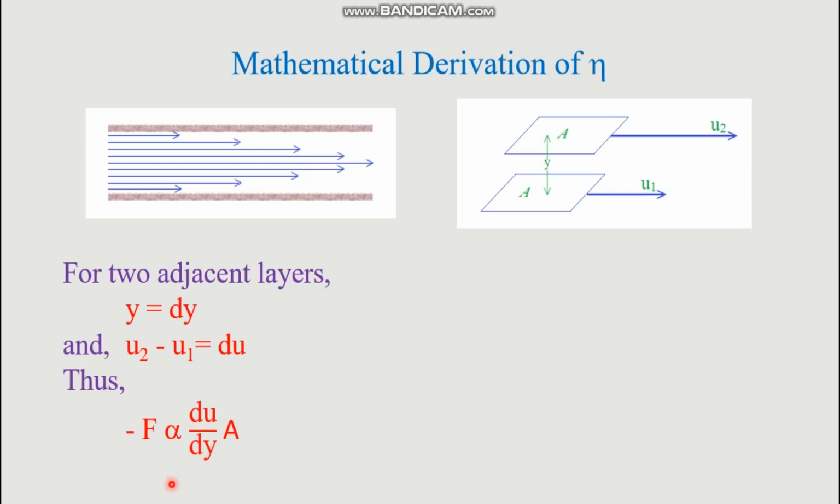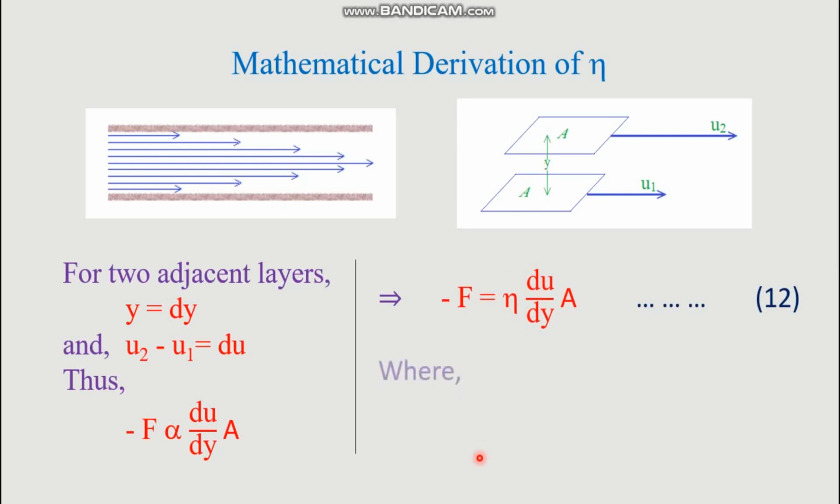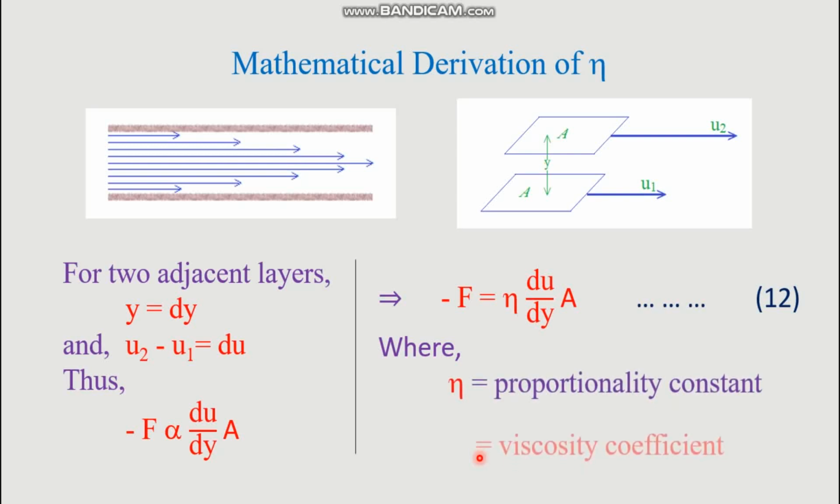Therefore minus F is proportional to du over dy, into A, and here we introduce a proportionality constant eta, which is known as the viscosity coefficient. Thus we get the derivation of eta. So eta is minus F dy by du divided by A. If we rearrange this equation number 12, we get the expression for eta.